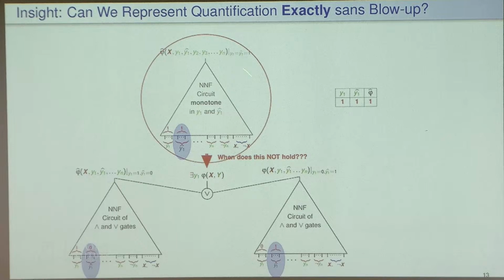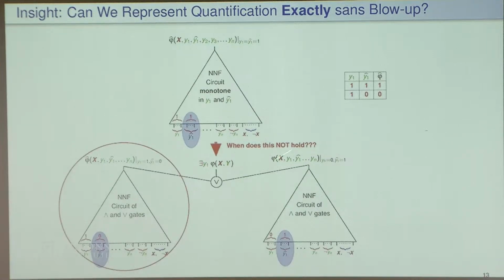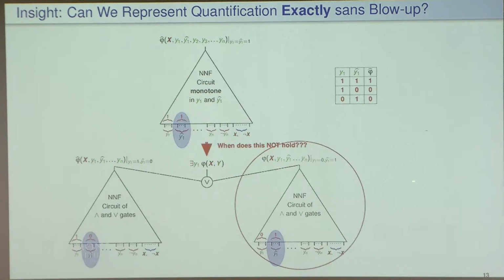What does it mean for this to evaluate to 1? I'm just writing down the relevant variables and formula values here. So y1 hat, when I plug in 1, this phi hat must evaluate to 1. That's what we want. But I want this to evaluate to 0. But what is this? Remember that this is y1 hat. Negation y1 has been replaced by y1 hat. So essentially what we are saying is that if I have y1 to be 1 and y1 hat to be 0, then phi hat must evaluate to 0. Similarly, with 0, 1, it must evaluate to 0 as well.